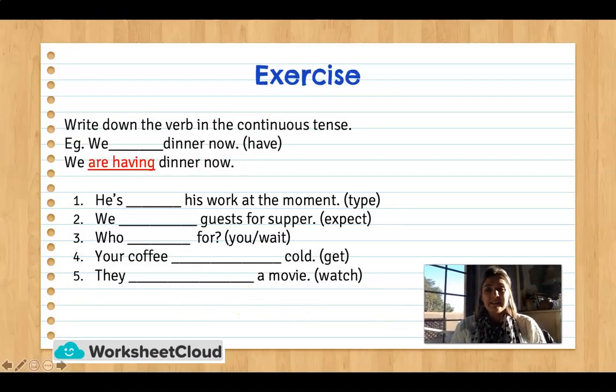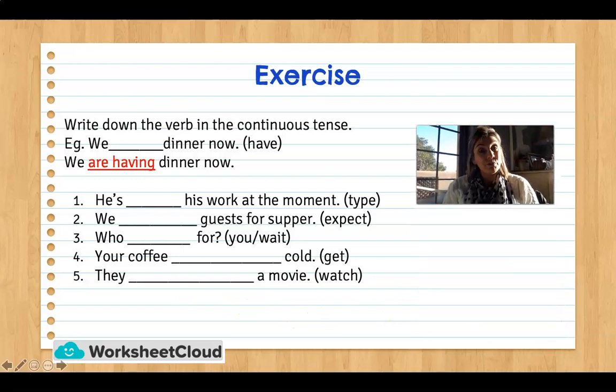Right, so let's try this exercise together. I want you to pause the video at this stage, write 1 to 5 on a piece of paper and fill it in. Remember, I've put in the brackets here the verbs. But you do need your auxiliary or helping verb, am, is, or are, plus your ing. Okay, so off you go.